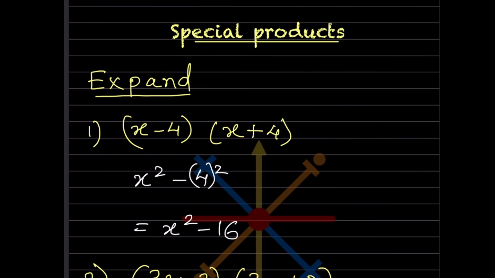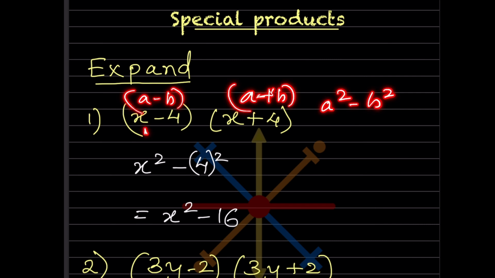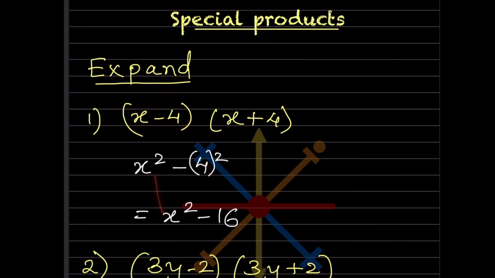So now we are going to see some special products. You have to expand this one. Can you see both? This also is x and this also is 4, but in between you can see plus and minus. So this will be a minus b and this is going to be a plus b. You know the formula for that: a minus b into a plus b is a square minus b square. So you are going to take the square of this one because this is a, and minus b square. You take the square of this b, that is 4 square. So this is going to be x square and 4 4s are 16.